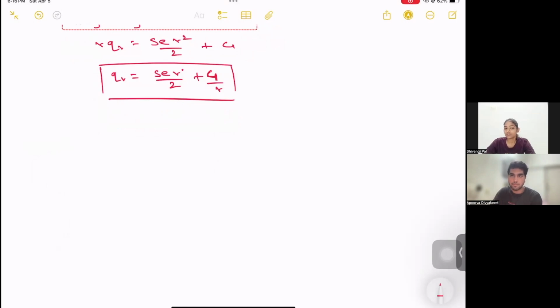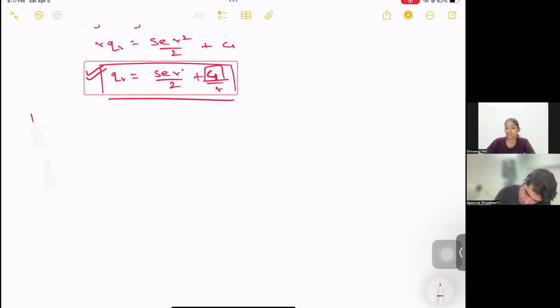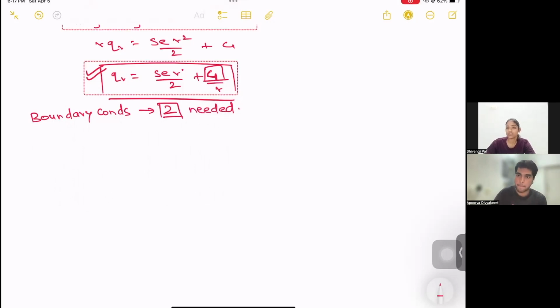Now we have got a flux profile, that is QR equal to SCR by 2 plus C1 by R. Now to eliminate C1, we require a boundary condition. Here in our question, we have a single phase. For a single phase, we require at least two boundary conditions. We will be seeing each and every boundary condition which we specified earlier, and we will be seeing whether they are applicable or not.